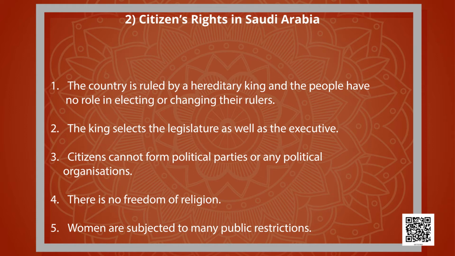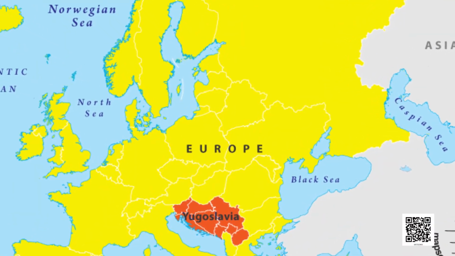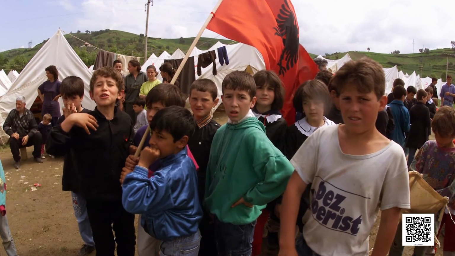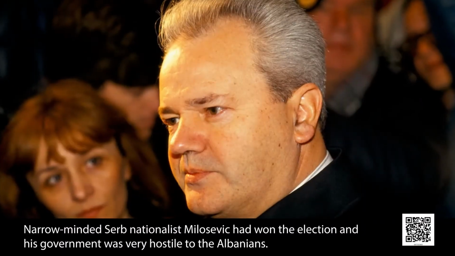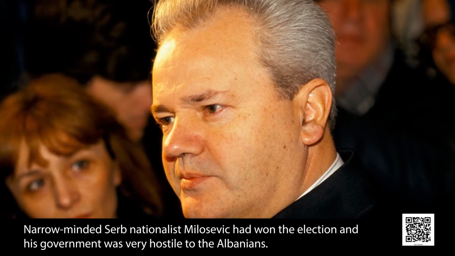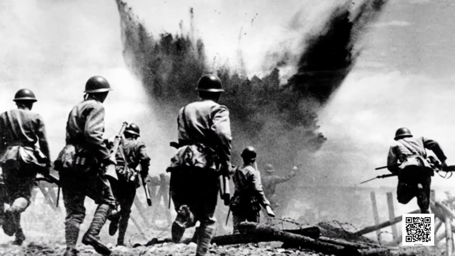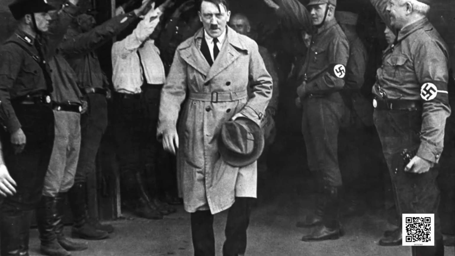The third such example is the ethnic massacre in Kosovo. Kosovo was a small province of Yugoslavia before it split. The population was overwhelmingly ethnic Albanian, but Serbs were in majority in the country. A narrow-minded Serb nationalist, Milosevic, had won the election and his government was very hostile to the Albanians. He wanted the Serbs to dominate the country. Many Serb leaders thought that ethnic minorities like Albanians should either leave the country or accept the dominance of the Serbs. Does it remind us of such an instance prior to World War II? Does it remind us of Hitler? Again, the question is open for debate.